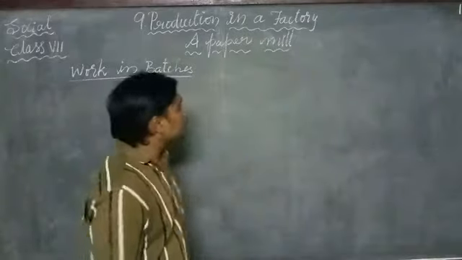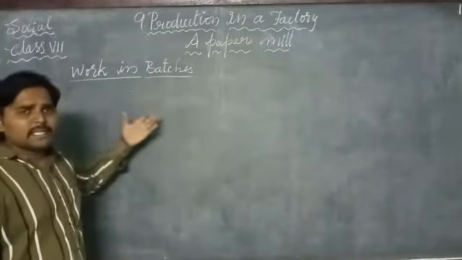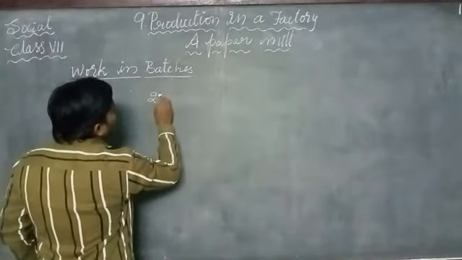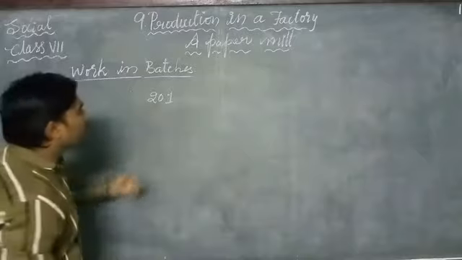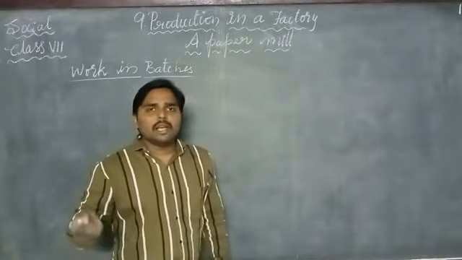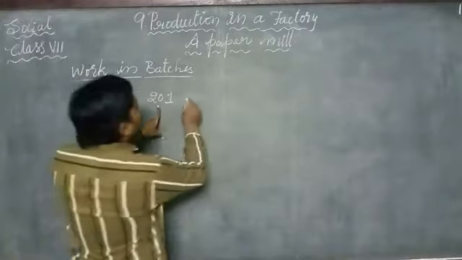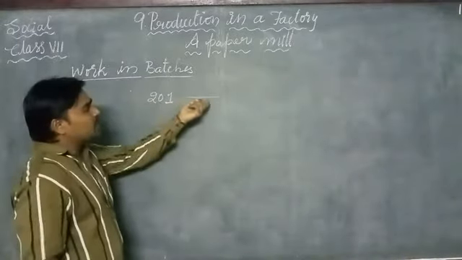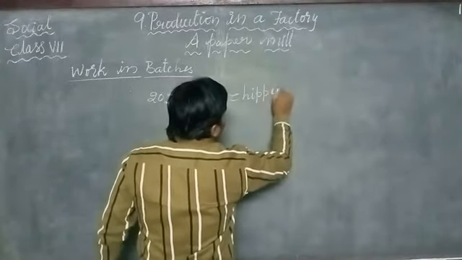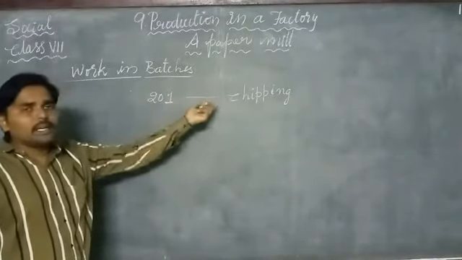Okay, now let us see an example. There are so many batches working in the paper mill. Suppose 201 is the batch number, and just now a lorry comes with a load of subabul. The lorry is surrendered to the 201 batch. For the 201 batch, the first step is chipping of the wood.